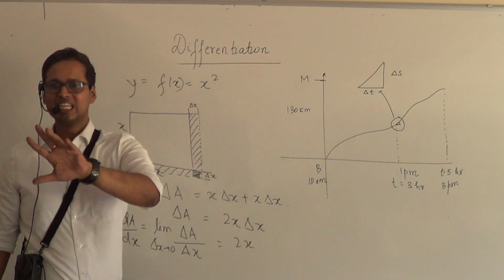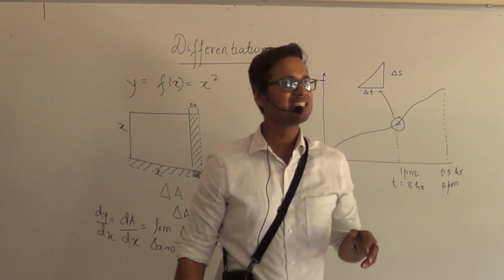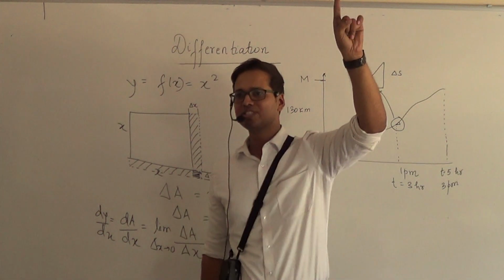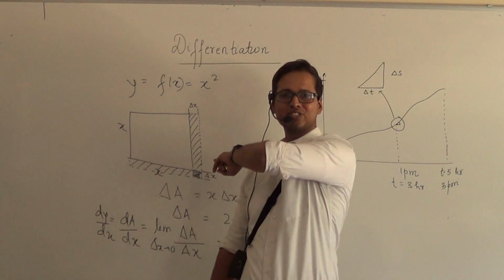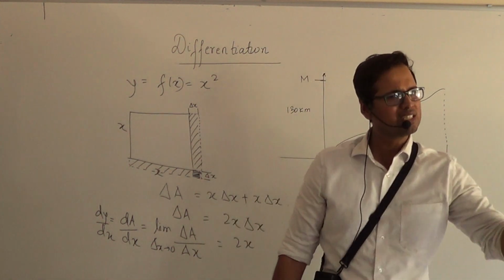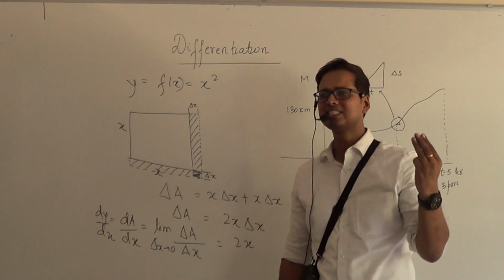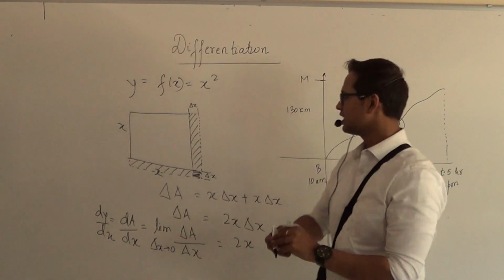Are you getting it? Now I'll give you a graphical sense of it also. Let's understand it graphically. Mathematically we saw, geometrically we just now saw. Now I'll give you a graphical way of understanding what is actually 2x. What does it actually mean when I say 2x is the derivative of x squared? Can I erase this?